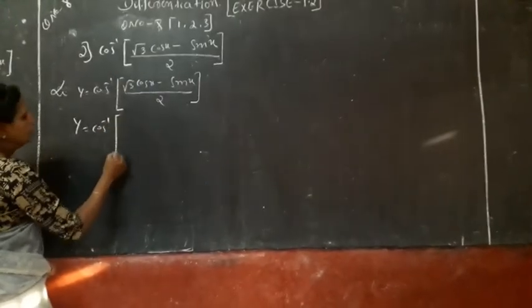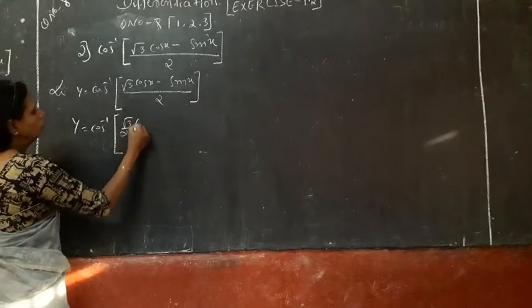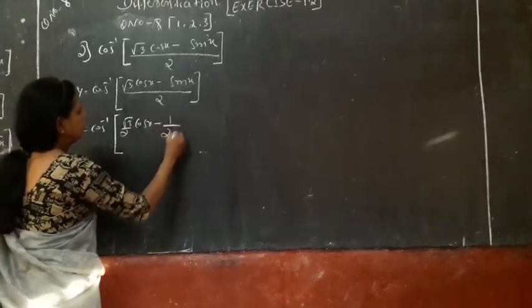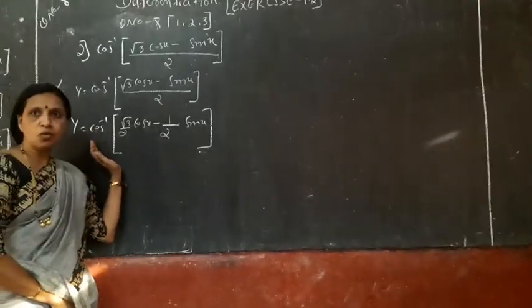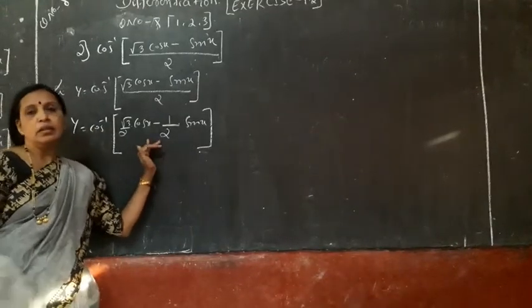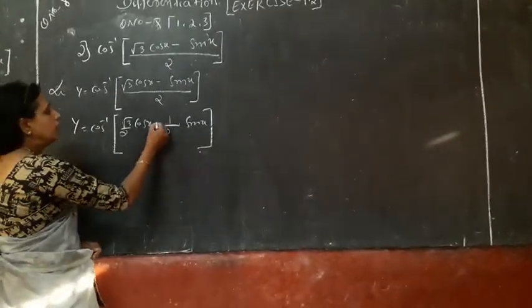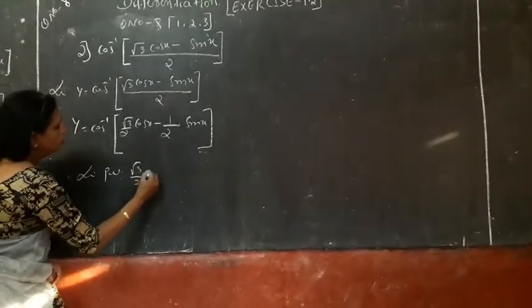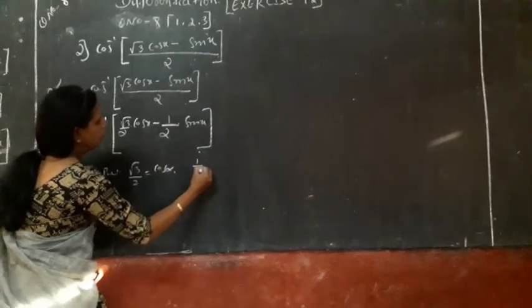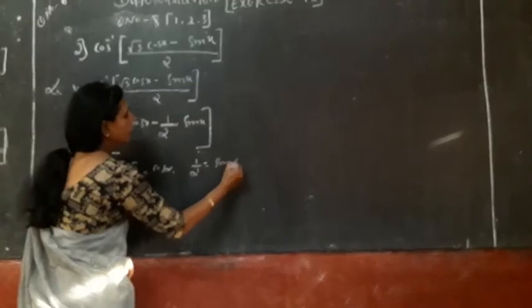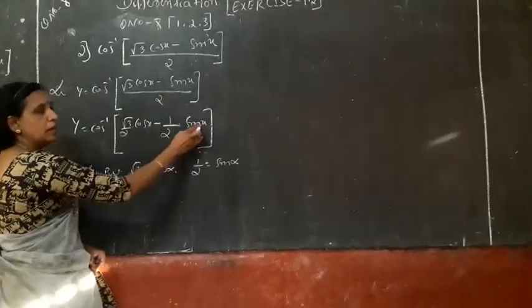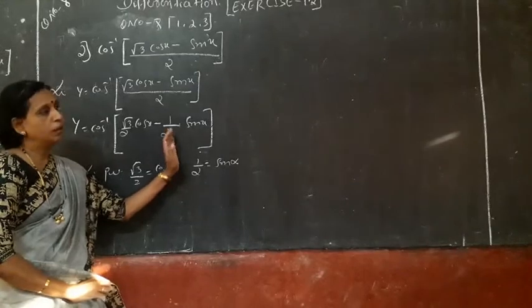Split the term first. We can write this example as root 3 upon 2 cos x minus 1 upon 2 sin x. See here, outside the bracket there is a cos inverse function, so we have to convert the inside of the bracket into a cos term. So let root 3 upon 2 equal cos alpha and 1 upon 2 equal sin alpha, because we are going to get the form cos A cos B minus sin A sin B.